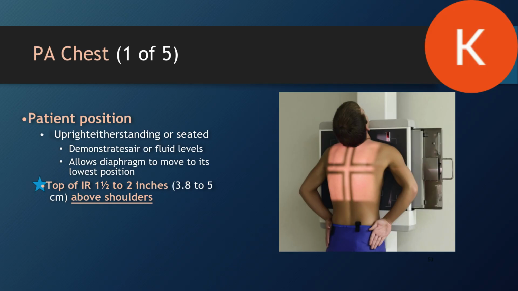Okay, so we have a PA chest. This is what we are learning in lab again. For patient position, we want them upright, either sitting or standing. This demonstrates air or fluid levels in the chest and allows the diaphragm to move to its lowest position. The top of the IR is 1.5 to 2 inches, or 3.8 to 5 centimeters, above the shoulders. Remember how we always mention that we have to see 1.5 to 2 inches above the patient's relaxed shoulders during a chest x-ray.